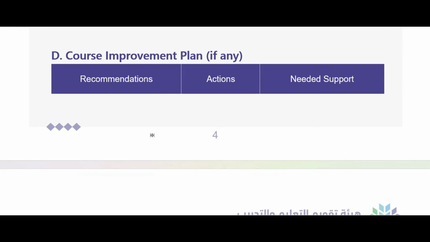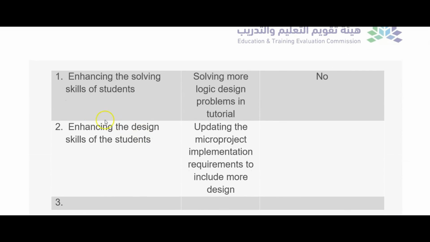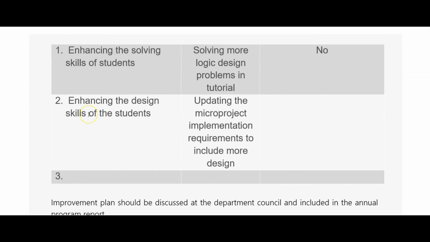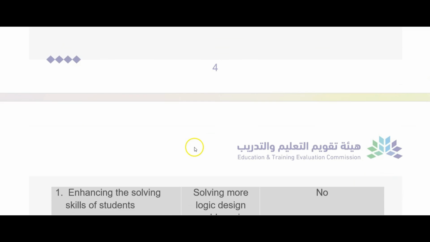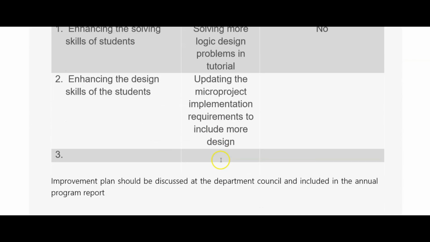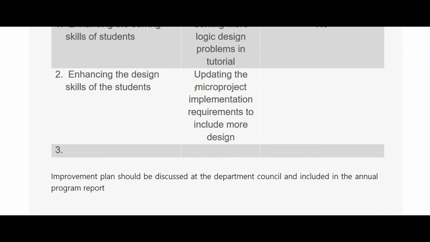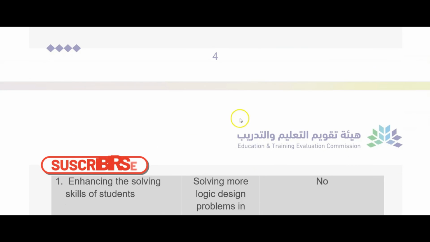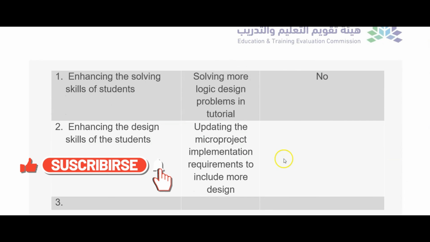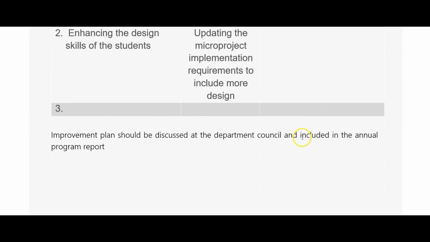Regarding the course improvement plan, as I said before, it is only if you have something urgent; if not, nothing to write. But I'm writing here just for example. I want to enhance the solving skills of my students. This is my recommendation. I want to enhance the design skills of my students. What is the action? The action is solving more logic design problems, for example, in tutorial. For example, updating the micro project implementation requirements to include more design and so on. So I have some action. If you need support, you can write support. If you don't need support, write no need for support.